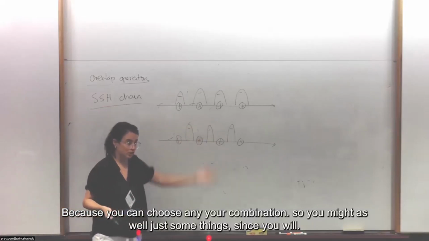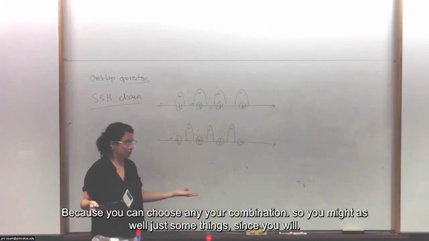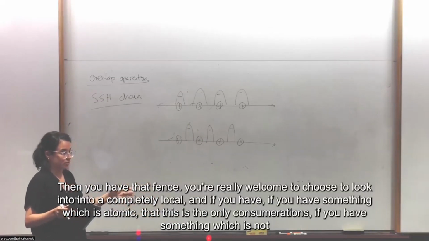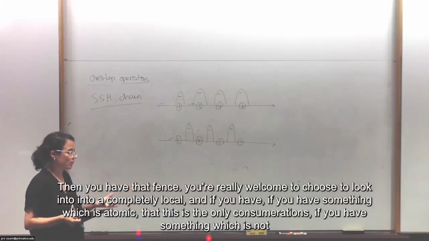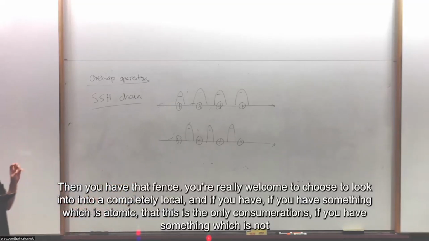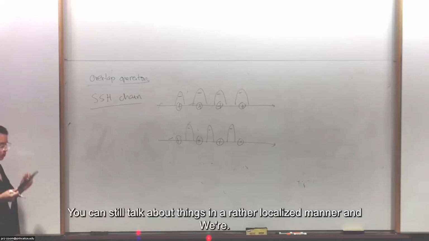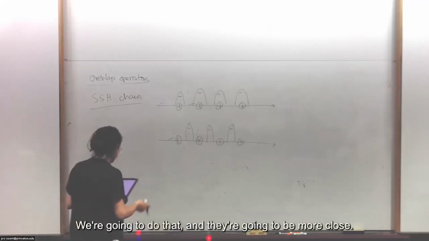If you have something which is not atomic and you can get to the flat band very quickly with quantum Hall effect, you actually have some constraints. You can still talk about things in a rather localized manner, and we're going to do that, and there's going to be more talks about it, but you cannot localize them perfectly. You cannot possibly localize them perfectly, and we'll get there.